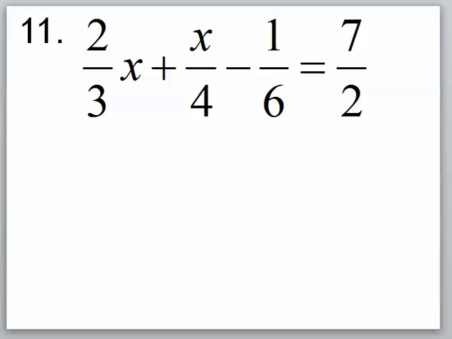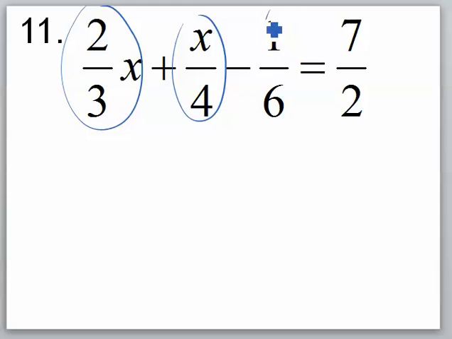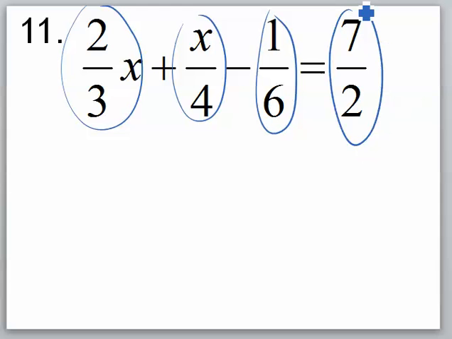The last problem looks really, really complicated. We'll make it look really nice by getting rid of all the fractions. Again, I'll circle all of my terms. They're separated by plus, minus, or equal sign. The least common denominator is not 6, okay, because you can't make the 4 as 6. 6 times 2 is 12.